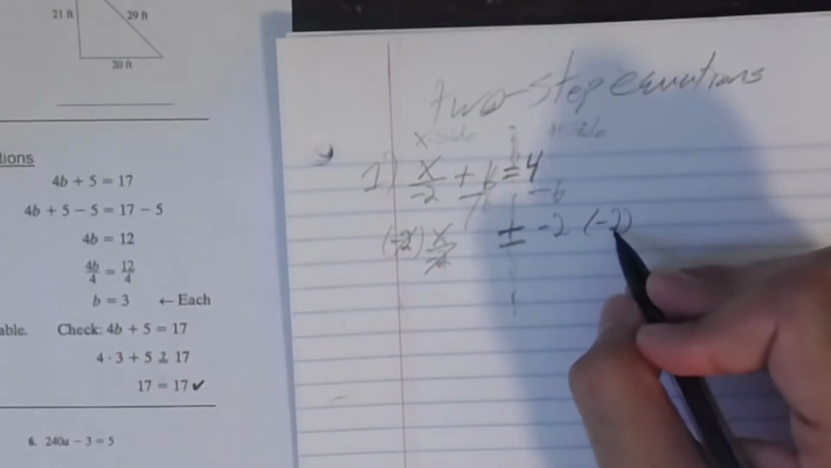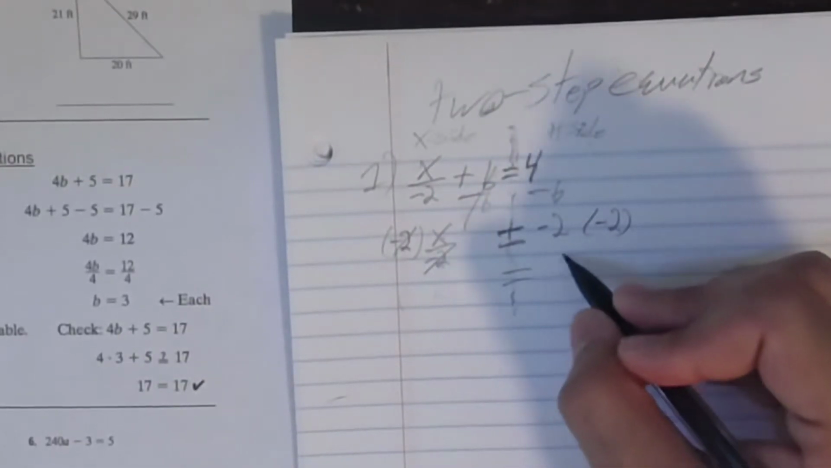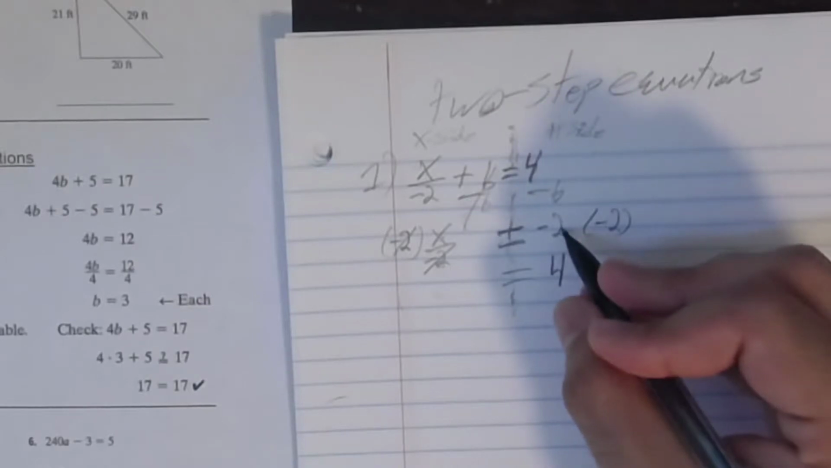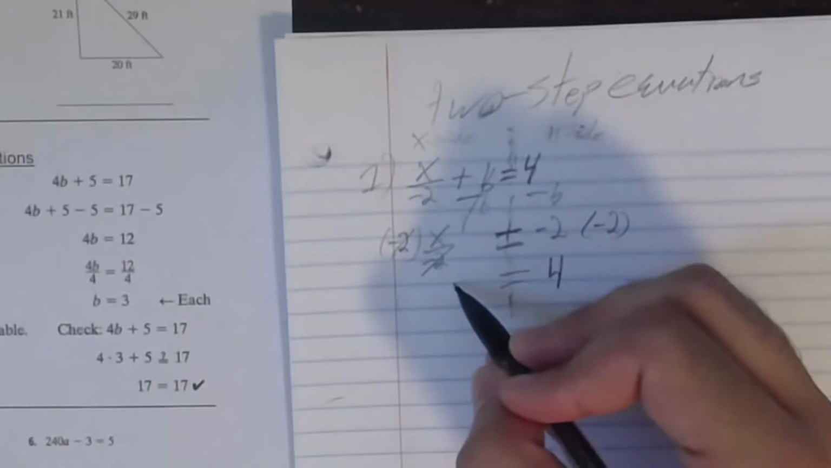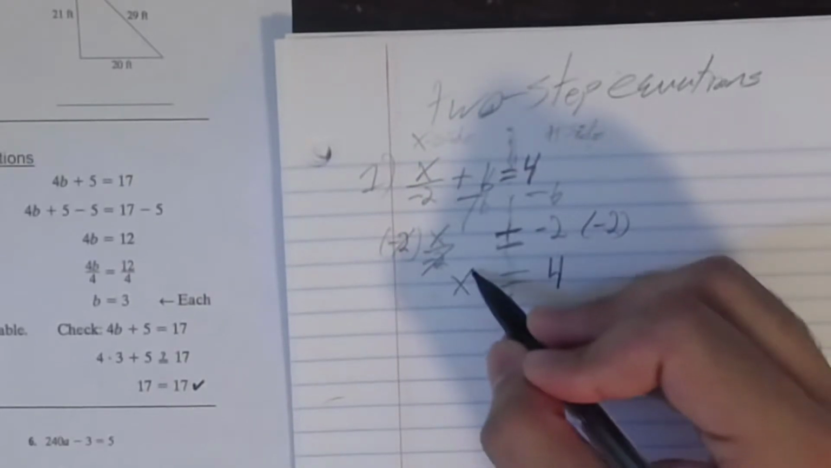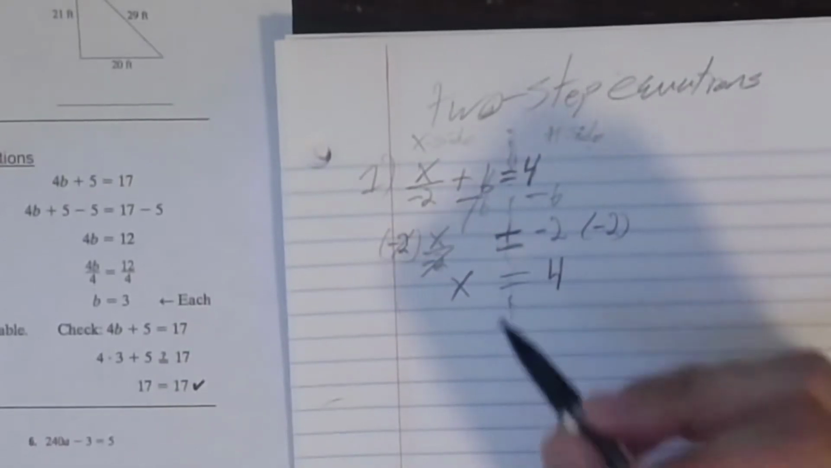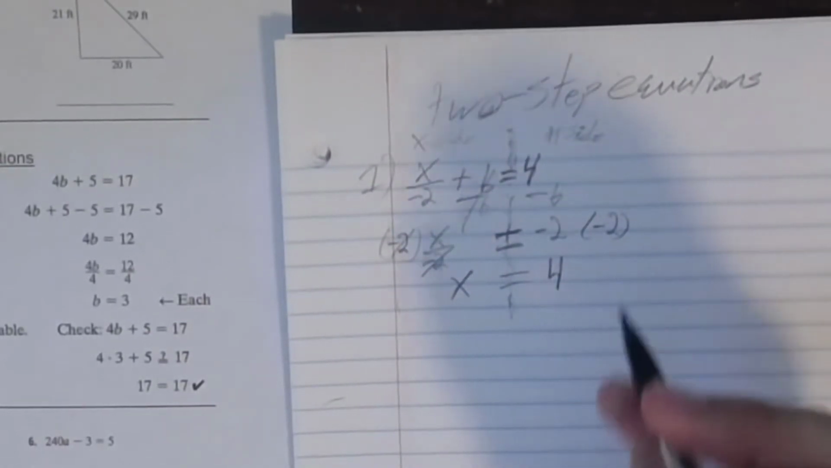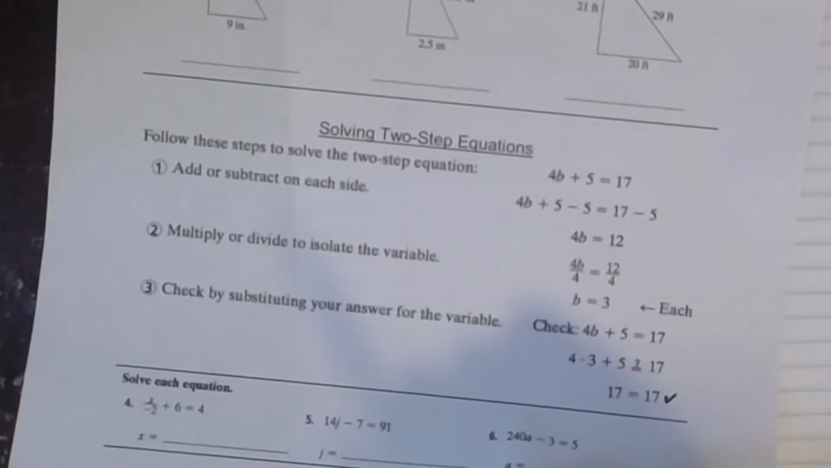So this side is 4, because negative 2 times negative 2 is a positive 4. On the left side, we're just left with x, because we canceled the negative 2's. That's it. So our x is 4. Let's plug it in and do the checking, because it looks like they want you to check your solution. Let's do that.